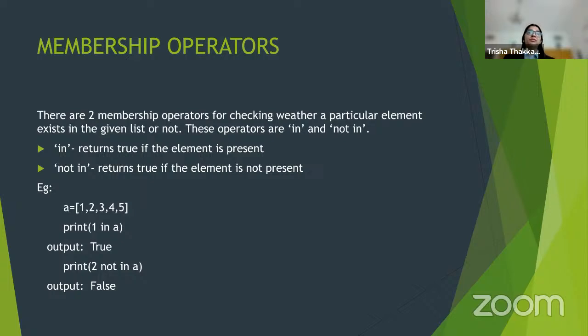In this example, A is the list containing values 1, 2, 3, 4, 5. When we print 1 in A, it is true as the first value of the list is 1. And when we print 2 not in A, it is false since 2 is also present in the list.